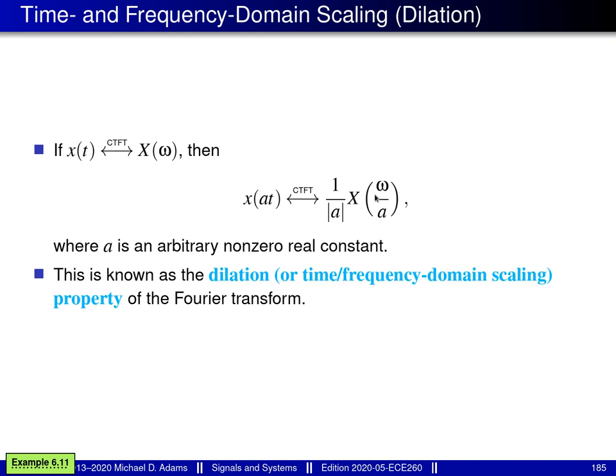The first effect that we get is due to this division by a in the expression that we have here, which causes a frequency domain scaling. And the other effect that we have is due to this scale factor of 1 over absolute value of a, which causes an amplitude scaling of the Fourier transform. Now I'd like to consider an example to illustrate how we can use this particular property of the Fourier transform. And in particular, I'd like to consider example 6.11.